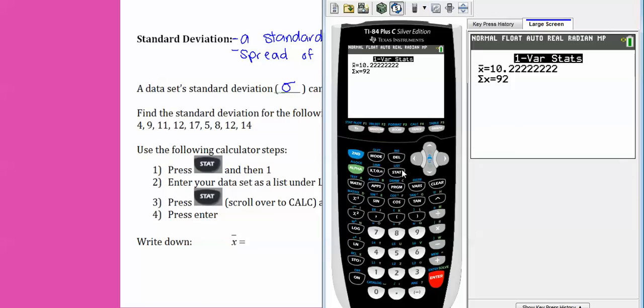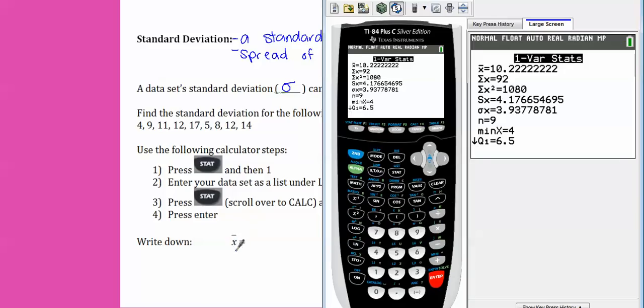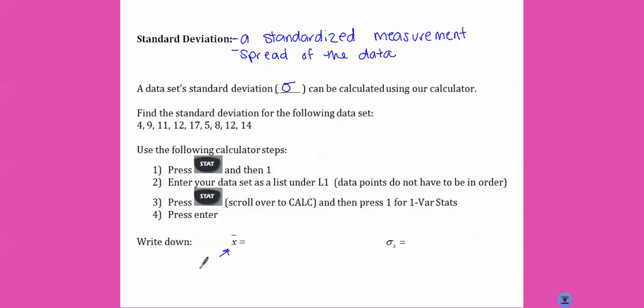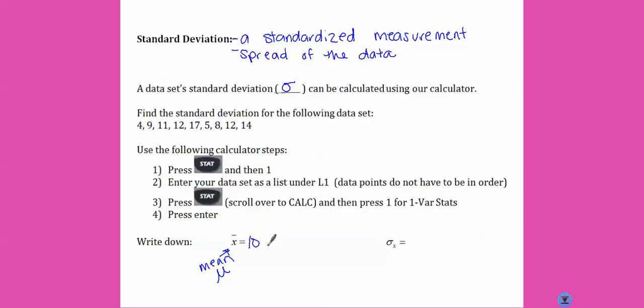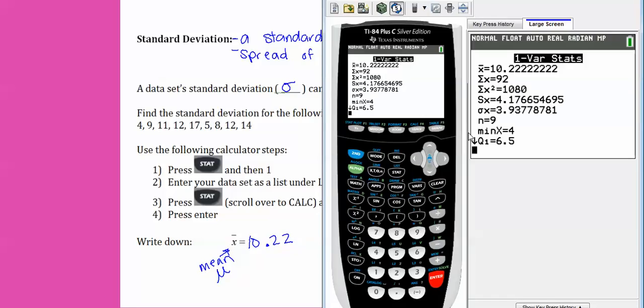And we're going to write down two pieces of information. The x with the line over it, remember this is the mean, even though we're going to use mu. So 10.22. And the standard deviation is right here, 3.94.